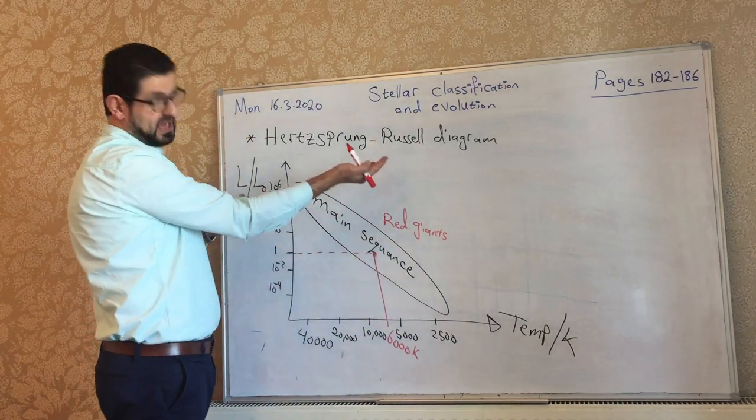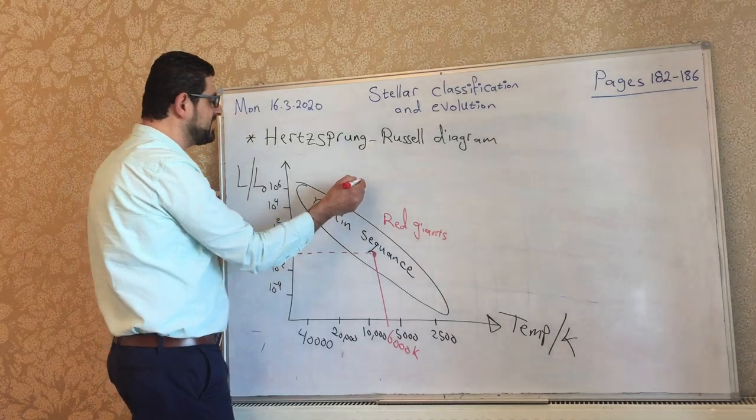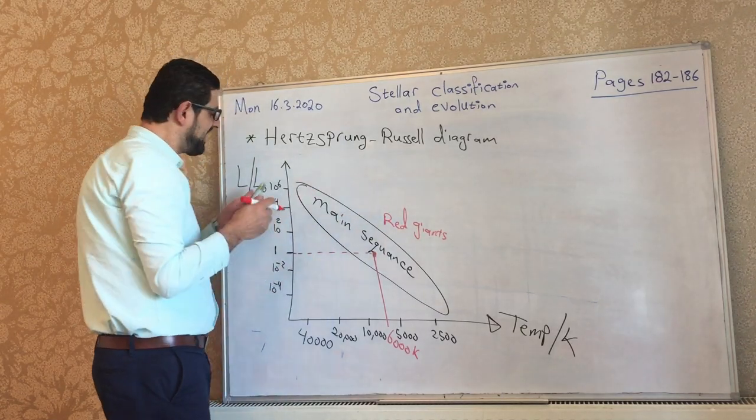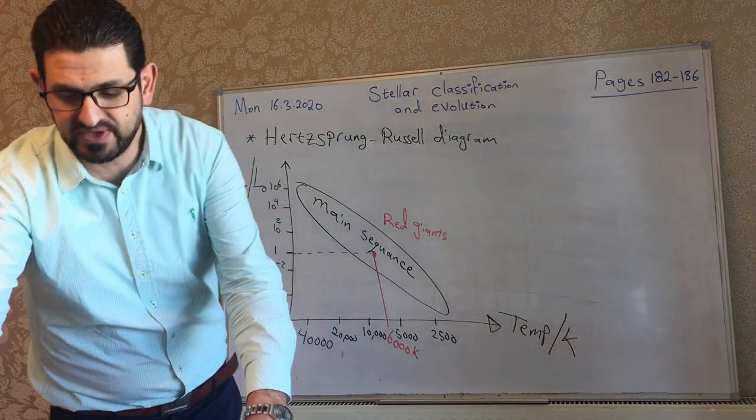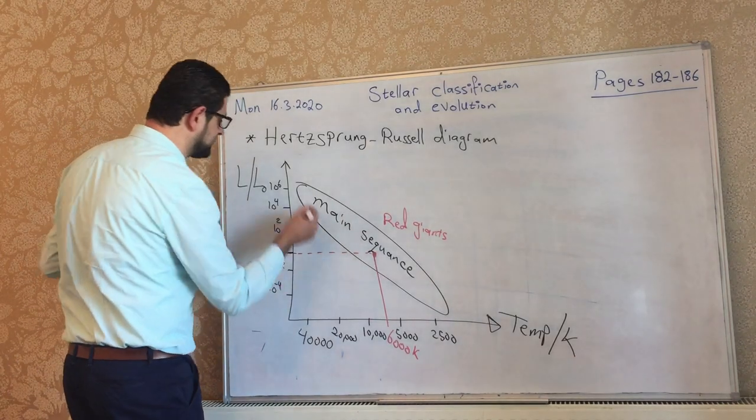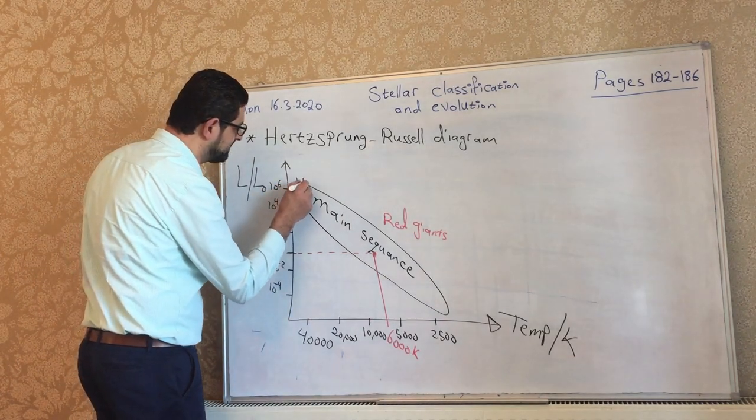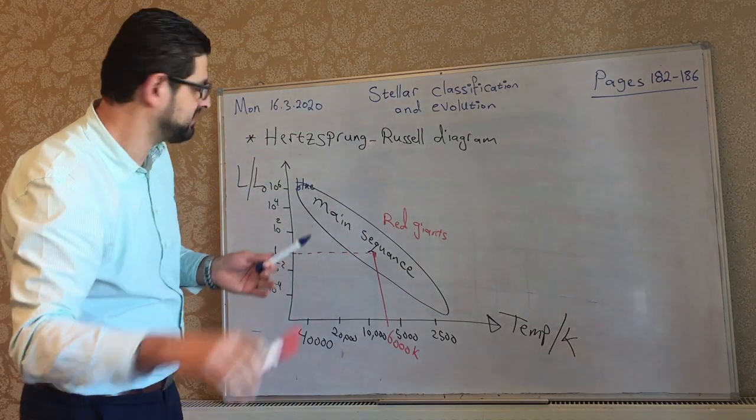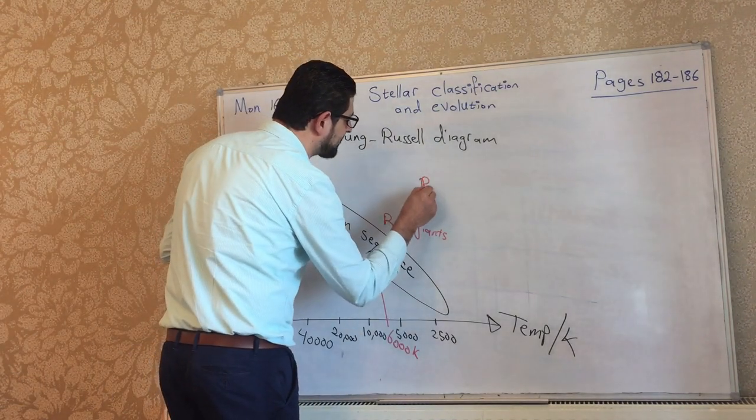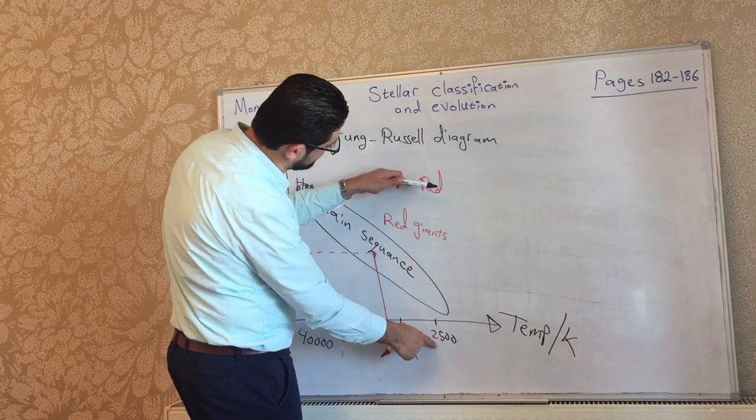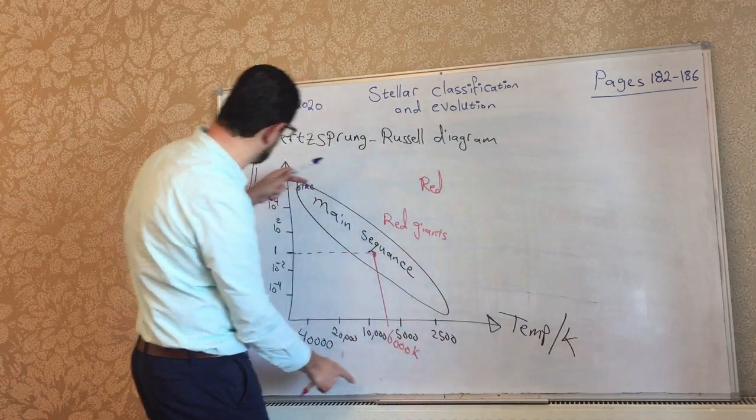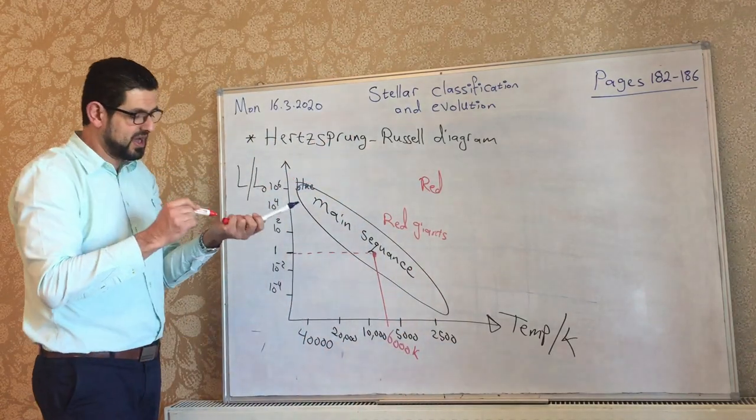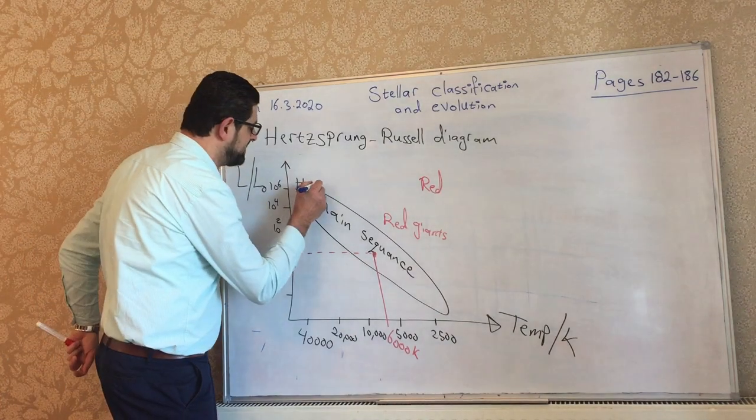If it's higher and rare to find these, they will be supergiants. In fact, if you come to this region, this is blue supergiant, and in this region it's red. I am writing the colors differing to the temperature. So the red is 2,500, the blue is 40,000. But both are supergiants.